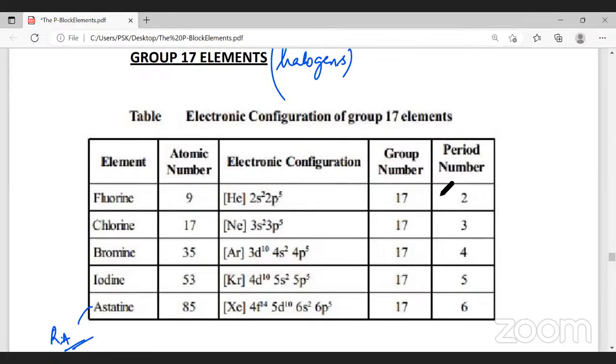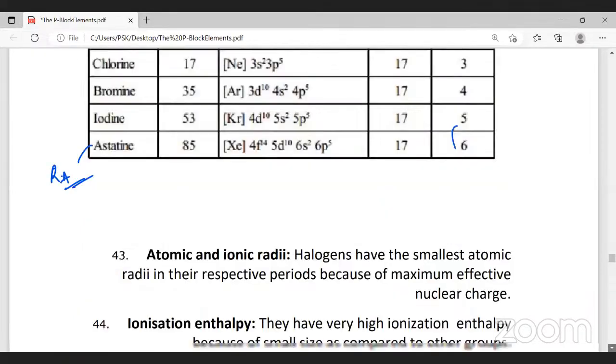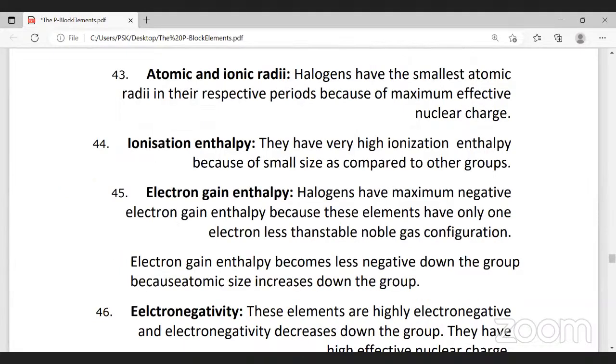Now, atomic number, electronic configuration, and the group number: they are all present in group number 17. Fluorine is present in the 2nd period. Chlorine is in the 3rd period. And astatine is present in the 6th period in the periodic table. Now, this is with respect to the general introduction of the halogens. Now, atomic and ionic radii, physical properties we are learning.